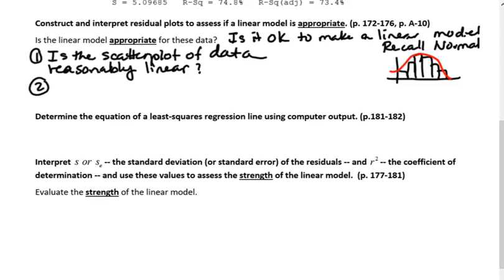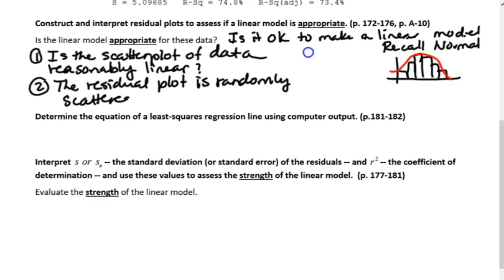Number two, I want to know if the residual plot is randomly scattered with no apparent pattern. So if the residual plot had a distinct bend in it, and I'll show you an example of that, then we wouldn't want to use a linear model.